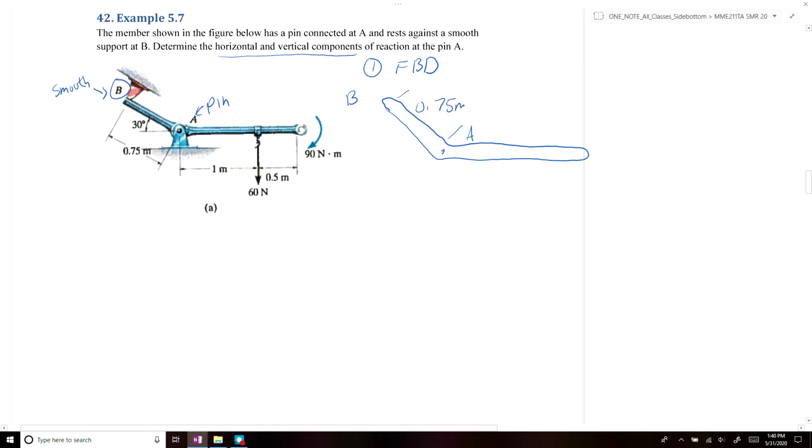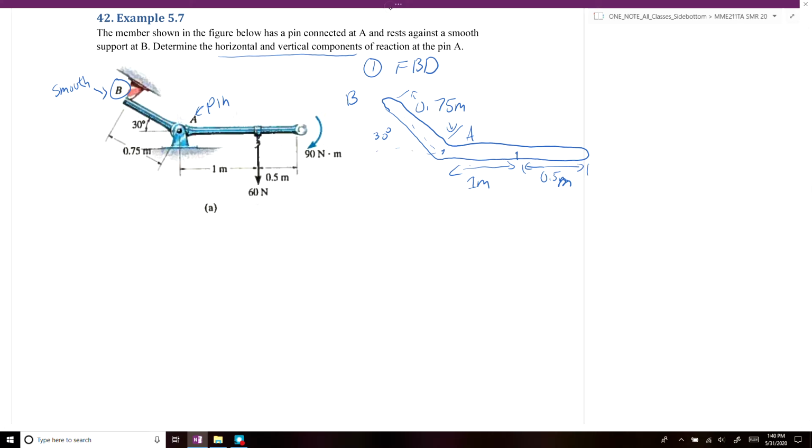We know that between point A and point B, it's 0.75 meters. We know that it's at a 30-degree angle with the negative x-axis. We know that 1 meter from point A, we'll have an applied load, and an extra half meter away, we will have a couple moment.